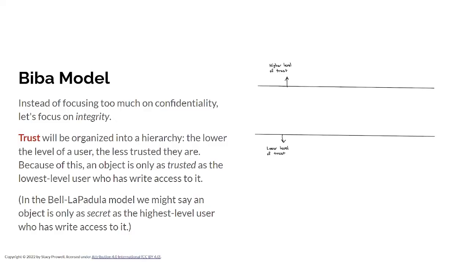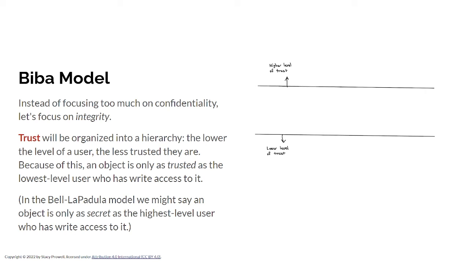About the same time, some of the same motivations. Instead of focusing too much on confidentiality, let's focus on data integrity, okay? Trust can be organized into a hierarchy, just like confidentiality, right? The lower the level of a user, the less trusted they are. Maybe I can provide some information and it's trusted at one level, but if you provide the information, it's trusted at a lower level down here.